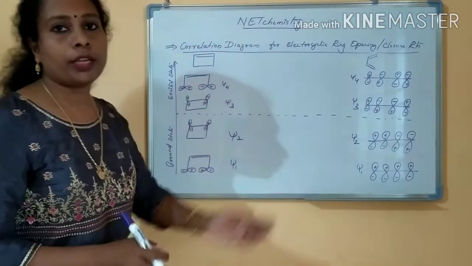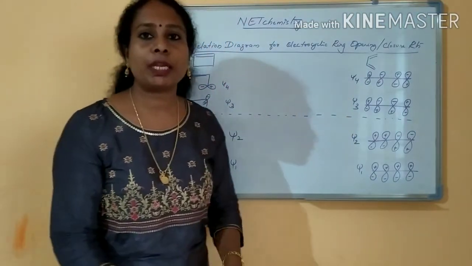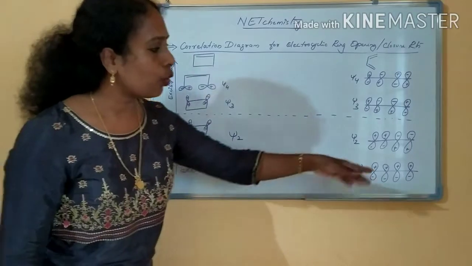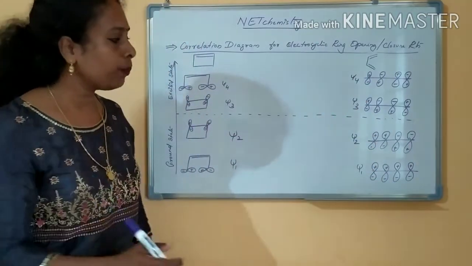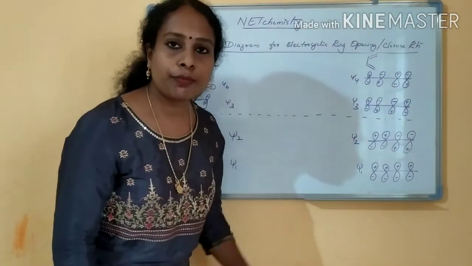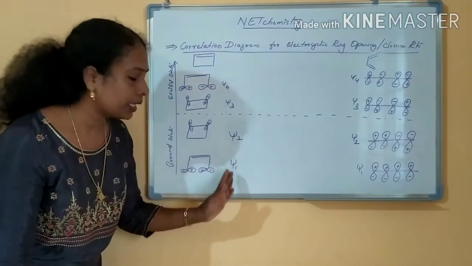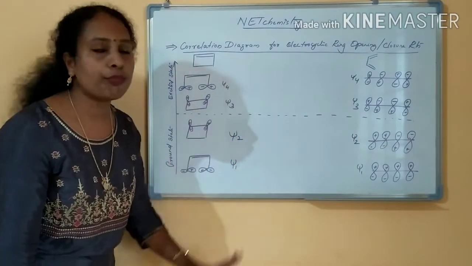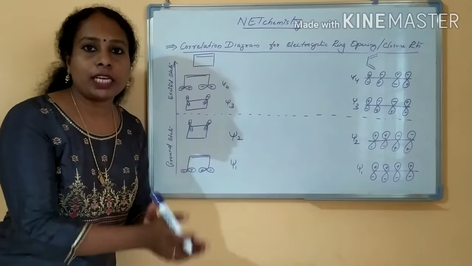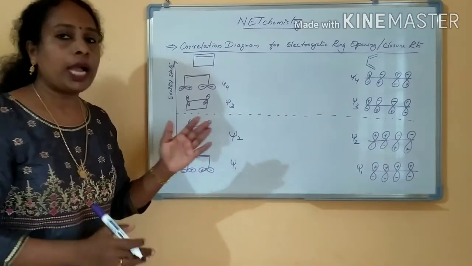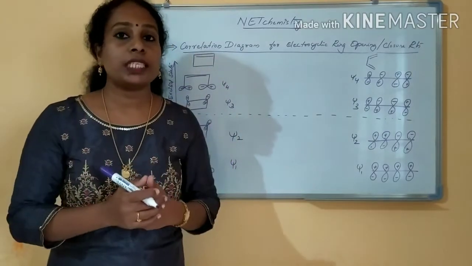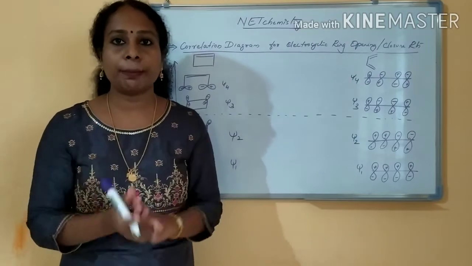So molecular orbitals I have written, no need to explain to you. In the first video I have written all these molecular orbitals, you know now. So Psi 1, Psi 2, Psi 3 and Psi 4 molecular orbitals. Here also I have written the same Psi 1, Psi 2, Psi 3 and Psi 4. Now we will see the mirror plane symmetry first.